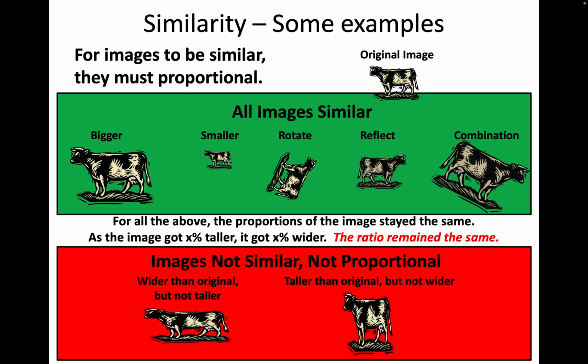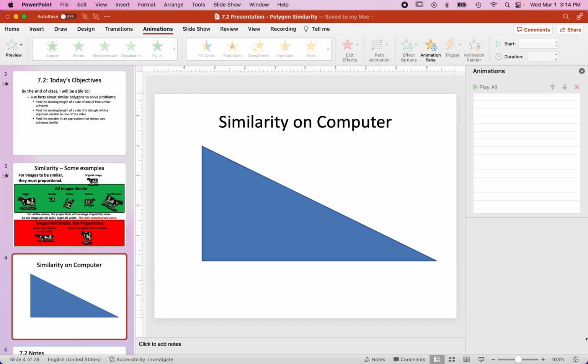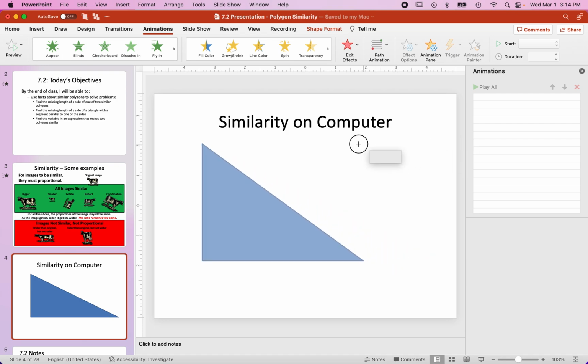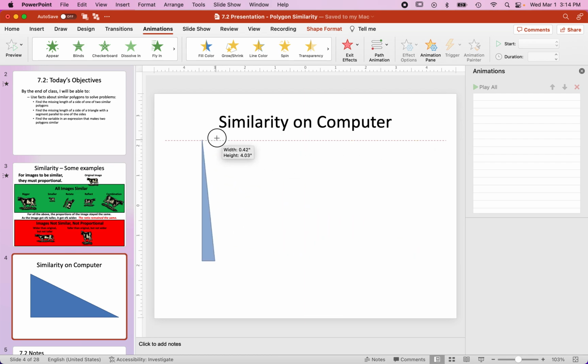Let me show you another example you might be aware of, which is that in your computer, when you click on an image, it puts this box around it. And if I just grab this image and I pull on it, I can make it any size I want, but you'll see that I'm not making these images similar because, going back to my original image here, the ratio of the width to the height is obviously not the same as this triangle here, the ratio of the width to the height.